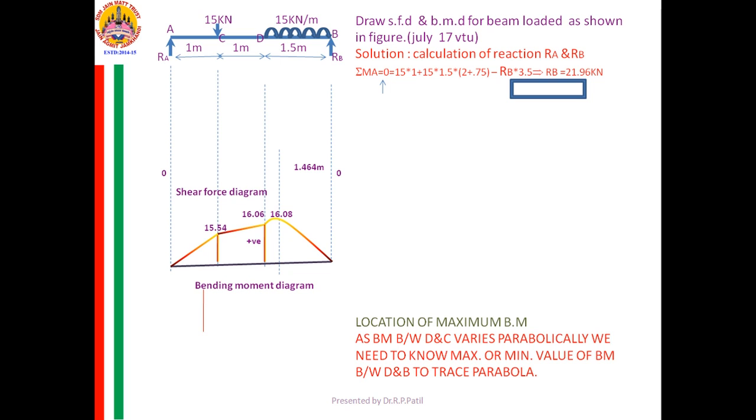15 into 1 is clockwise about A. And this UDL 15 into 1.5 into 0.75 plus 2. It is again clockwise, and RB into 3.5 is anti-clockwise. Will give me the value of RB equal to 21.96.